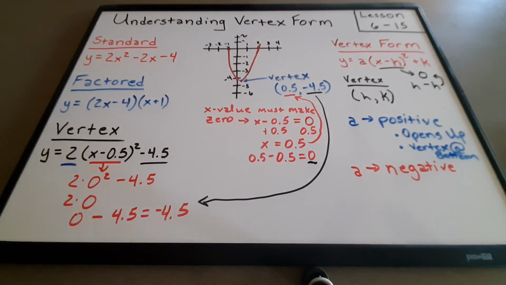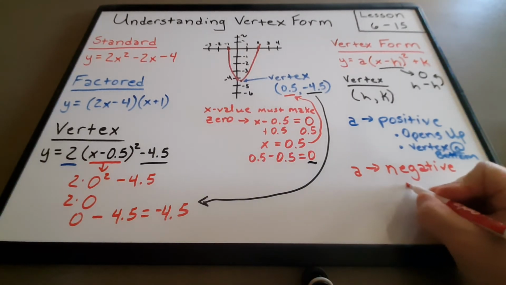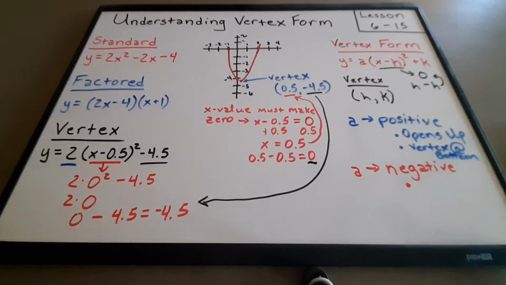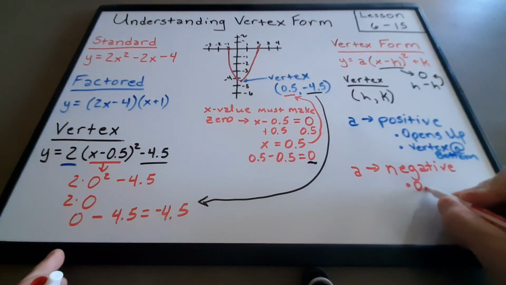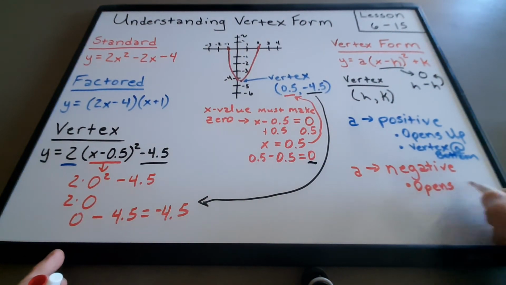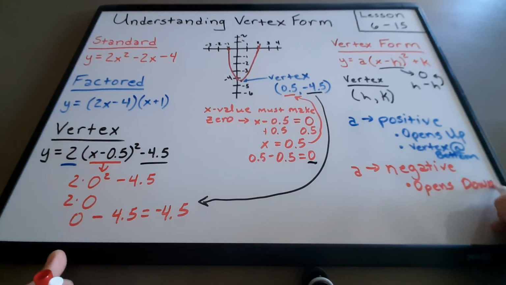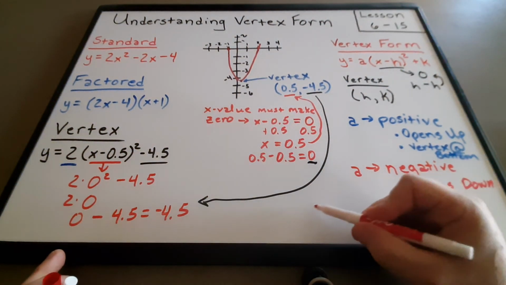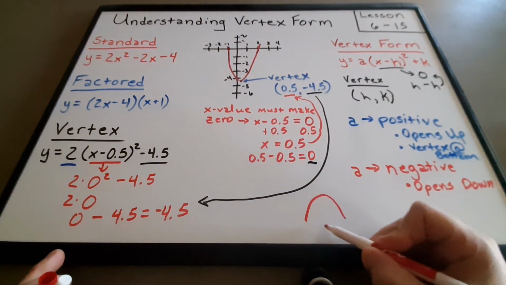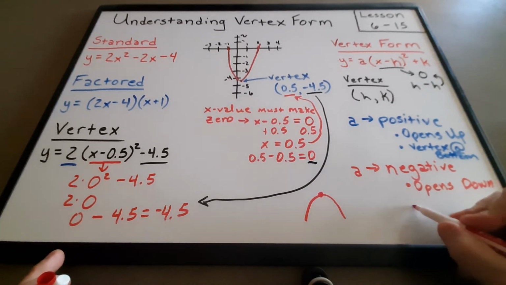Well, I don't have an example of a negative a value, but let's use some common sense to figure this out. So if you remember, positive and negative are opposites of each other. So it would make sense that these would give us opposite things. So a positive gives us something opening up. A negative would give us something that opens down. And if the opening of a quadratic is down, that means the vertex would be at the top.